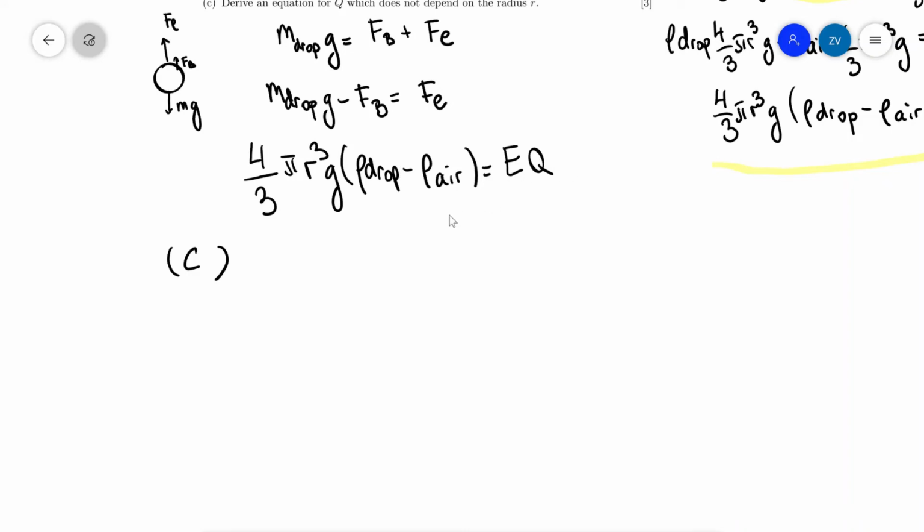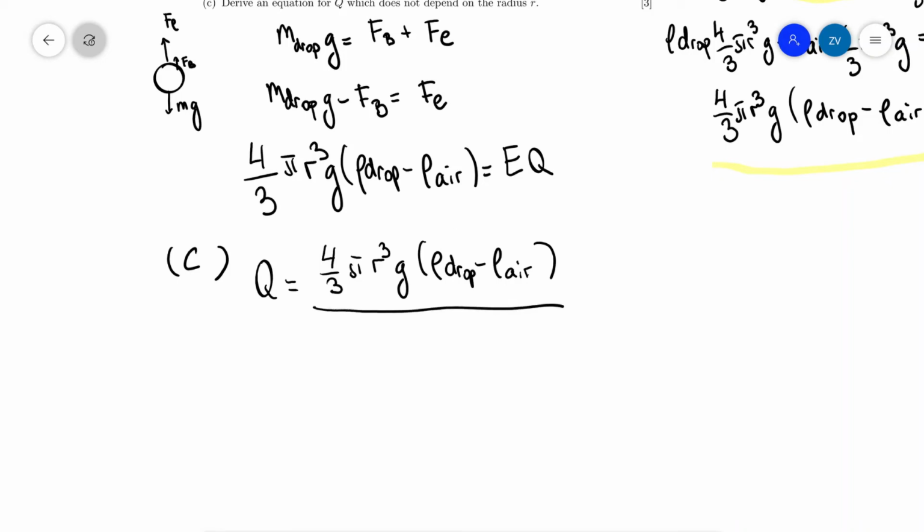Let's just rearrange that for Q. So Q will be equal to 4/3 pi r cubed g times rho of the drop, take away the density of the air, and we're going to be dividing that by the electric field. Now all we need to do is to find an equation for r which is dependent on some of the other quantities.